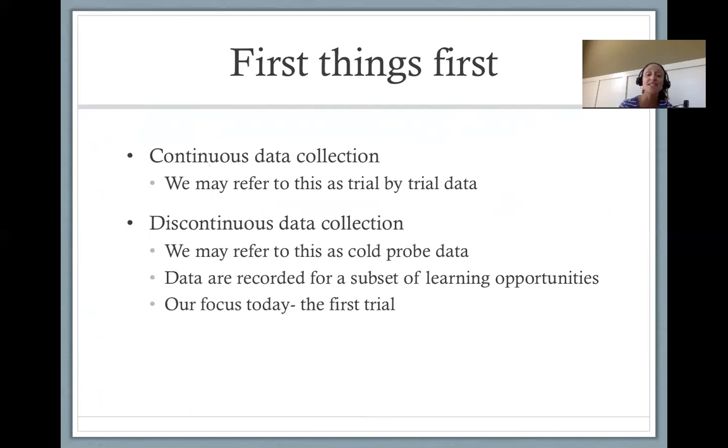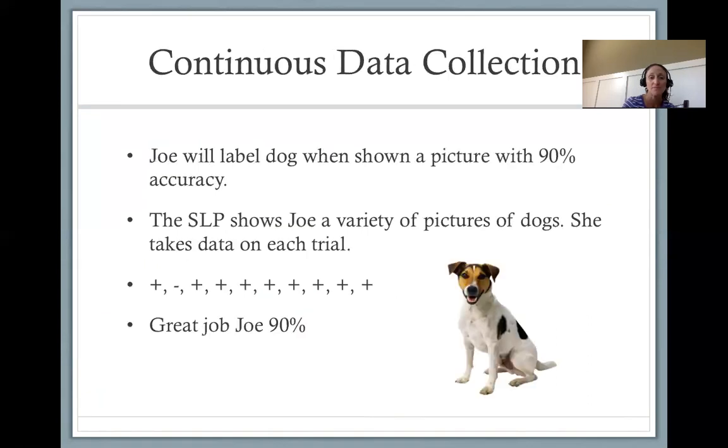And then I still continue to work on that skill. I still continue to say, what's your name? Peter. What's your name? Peter. Oh, your name is Peter. That's right. What's your name? Peter. So we're still going to practice that skill because that's a really important skill, a personal safety question, but we're only going to take data on that first trial. And that's what makes it discontinuous data collection. We could just call it taking data on the first trial as well.